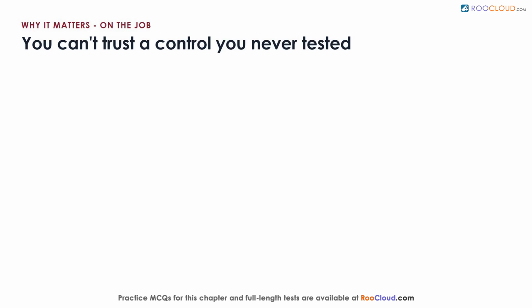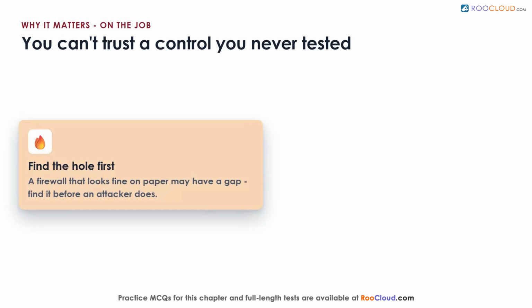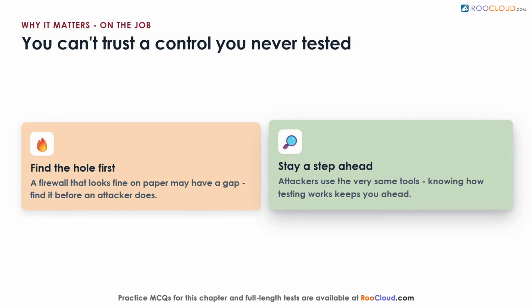Because you can't trust a control you never tested. A firewall that looks fine on paper may have a hole. Testing is how you find the hole before an attacker does. And here's the catch you must respect. Attackers use the very same tools you do. Knowing how testing works keeps you a step ahead.